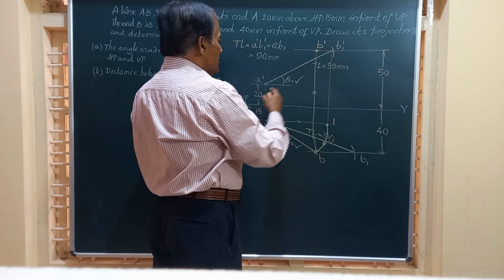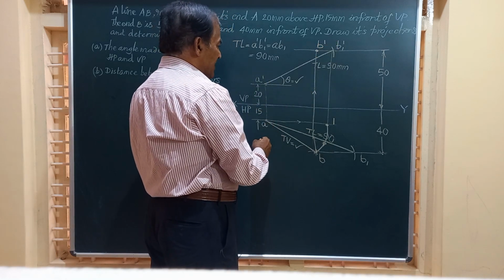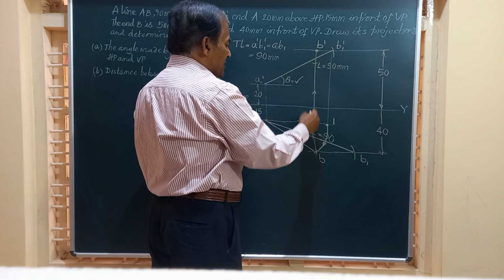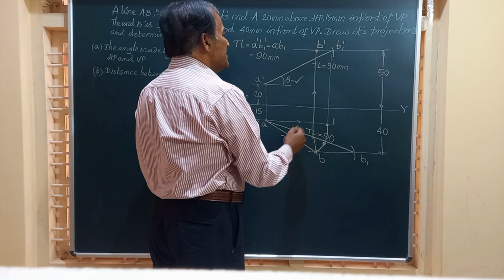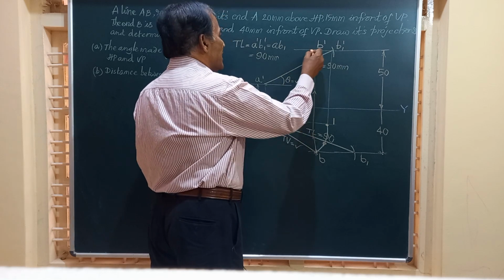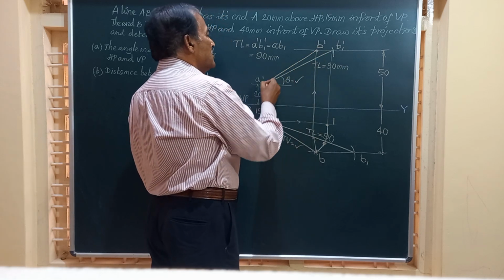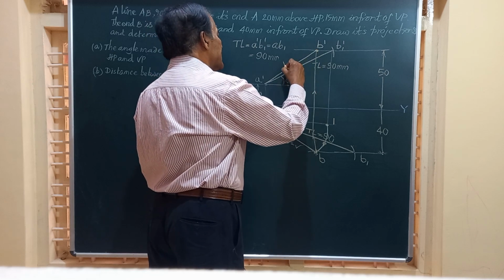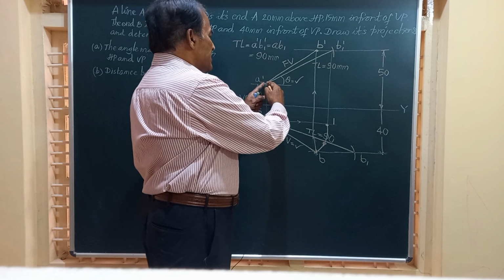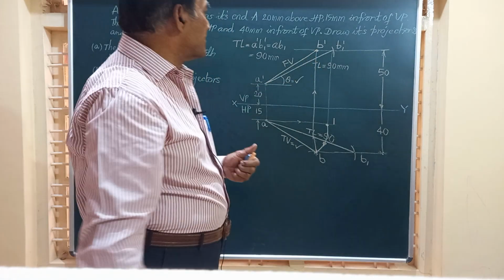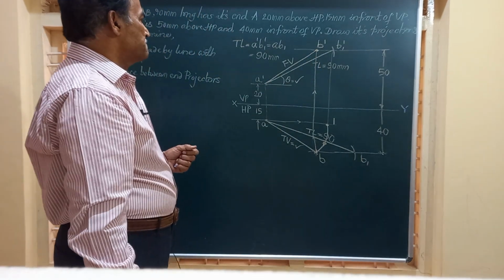Now you observe A dash A lie on a vertical line. Similarly, B dash and B lie on another vertical line parallel to this. Friends, you can join A dash and B dash and obtain A dash B dash, the front view of the line. If you want, you can keep a scale and measure the distance if required.